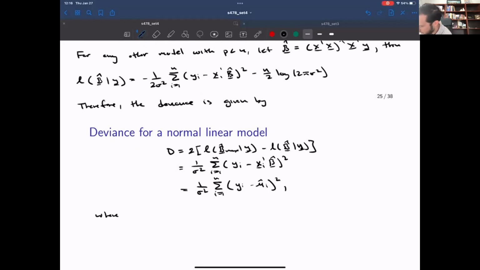Where mu i hat is a fitted value from xi transpose beta.